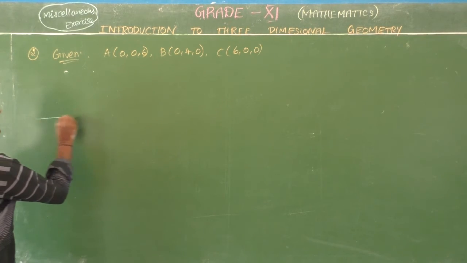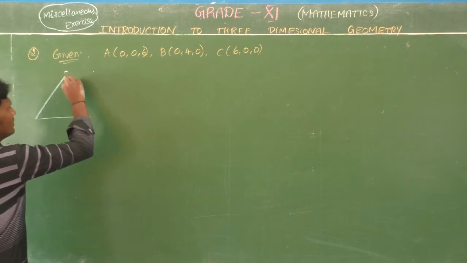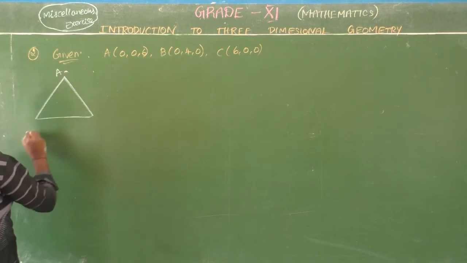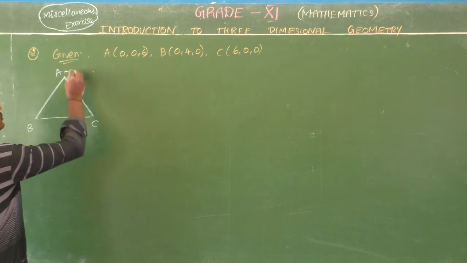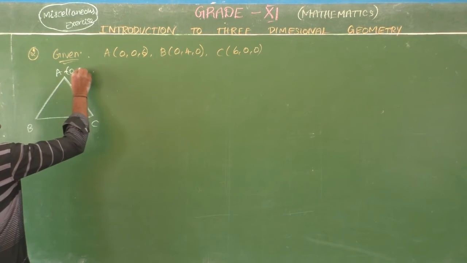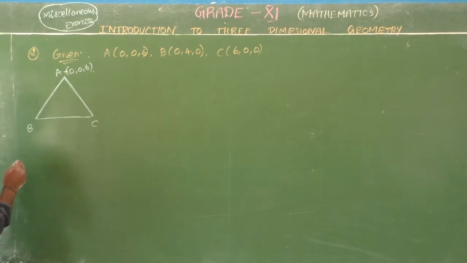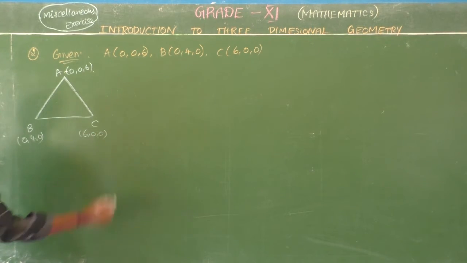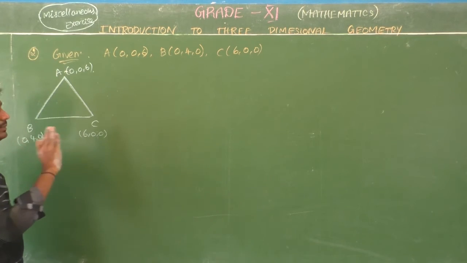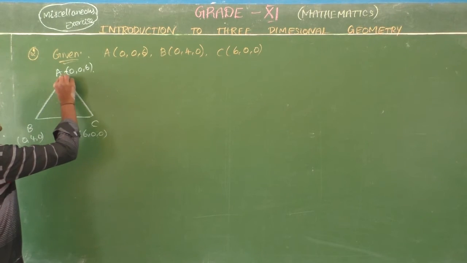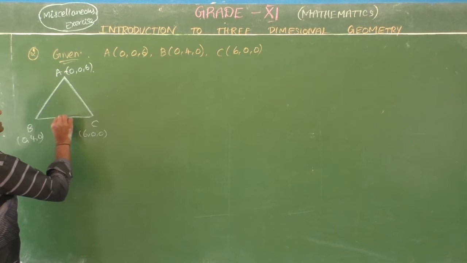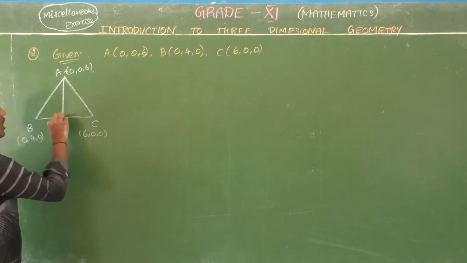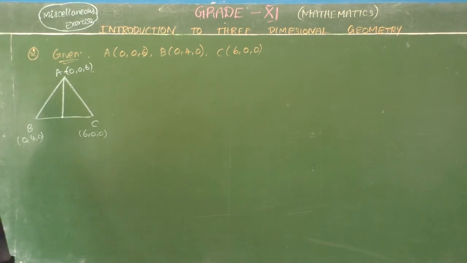So the triangle, these are the vertices A, B, C. The vertex A is given (0, 0, 6). Then B is given (0, 4, 0). Then C is (6, 0, 0). So these are the three vertices. So what is the meaning of median? The midpoint of the base which is joined to the opposite vertex, that is called a median.